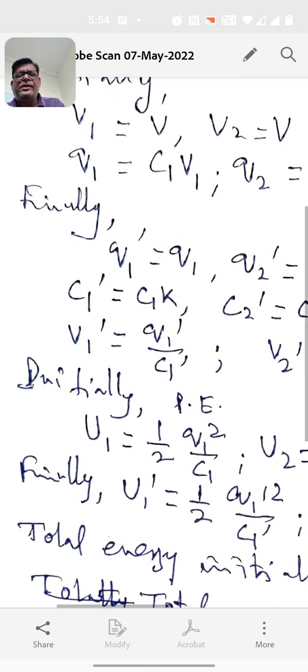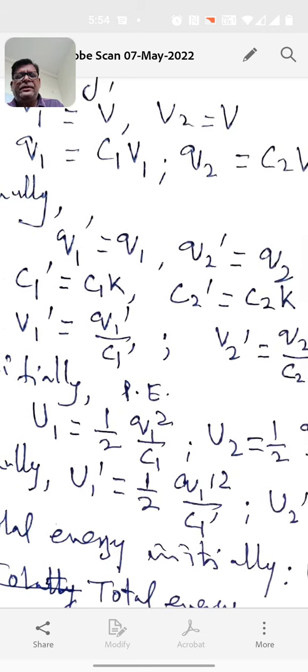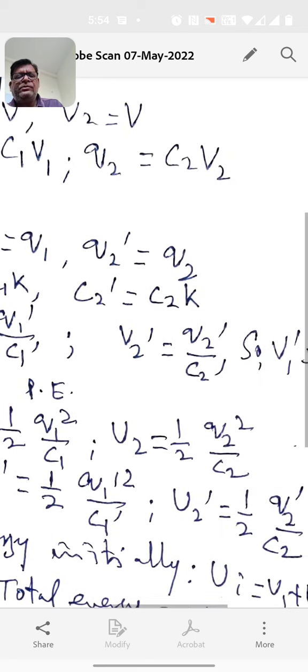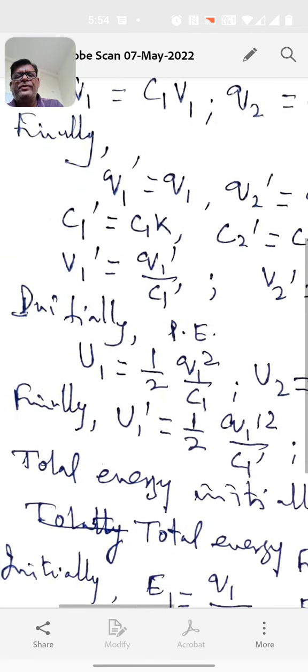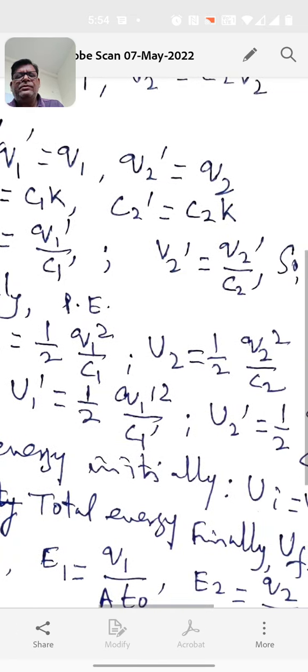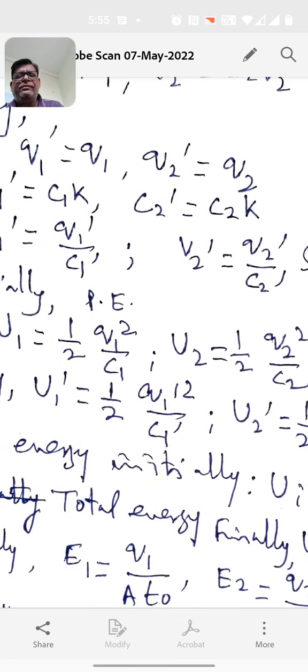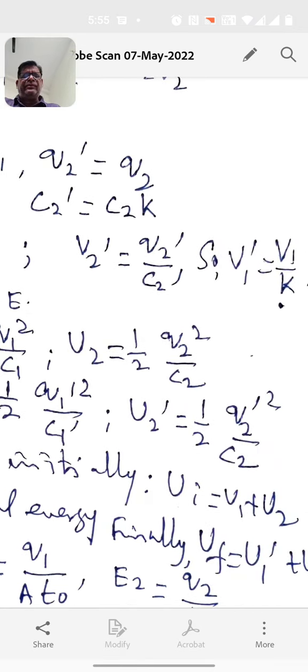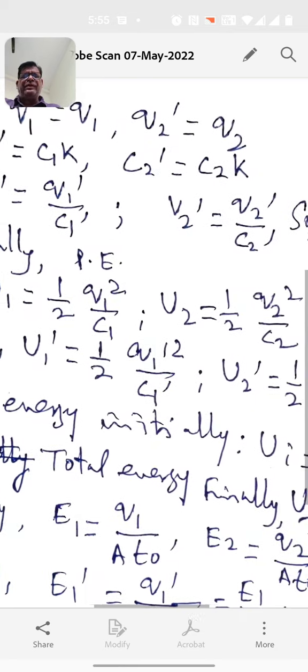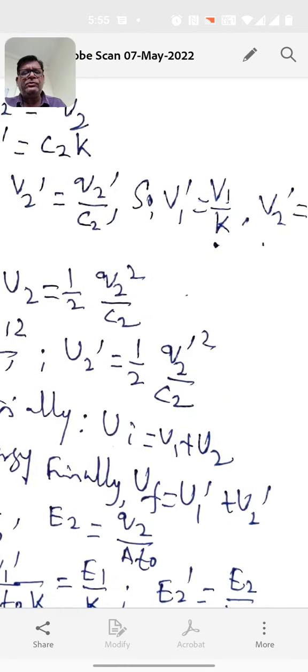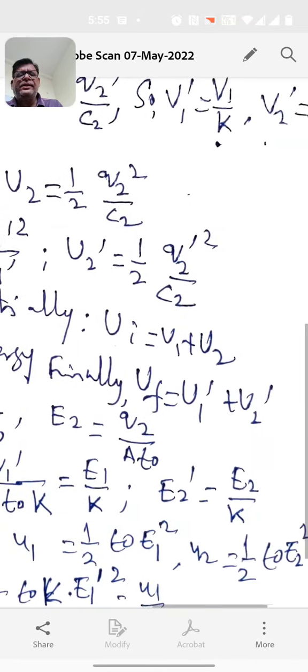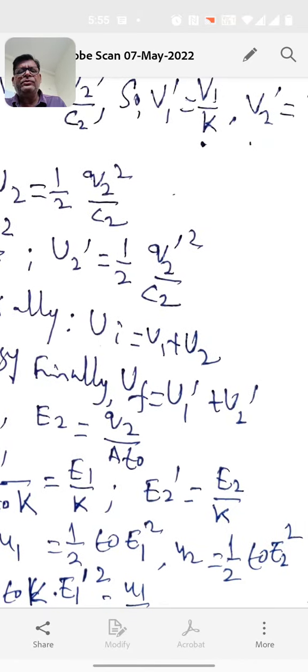Likewise for V2. For potential energy, initially U1 is equal to half Q1 square upon C1 and U2 is equal to half Q2 square by C2. Finally, U1 dash is equal to U1 upon K and U2 dash is U2 upon K, like half Q1 dash square upon C1 dash and U2 dash is 1 by 2 Q2 dash square upon C2 dash. So the total energy initially, Ui, is equal to U1 plus U2, and the total final energy, UF, is equal to U1 dash plus U2 dash.